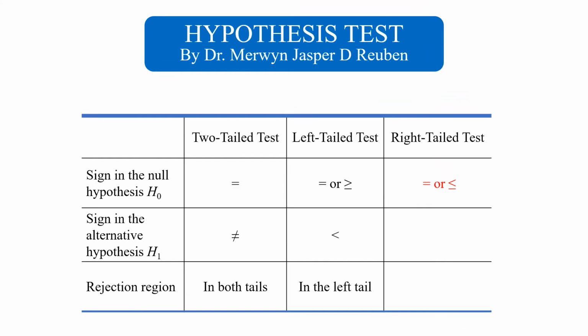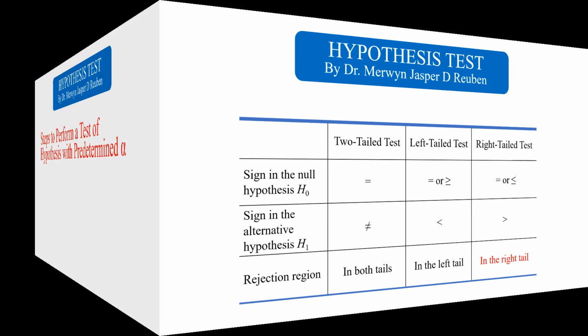For a right-tail test, the sign in the null hypothesis will be equal to or less than or equal to. The sign in the alternative hypothesis will be greater than. The rejection region will be in the right tail. So this table helps us understand, by the sign in the null hypothesis or the alternative hypothesis or the rejection regions, whether the test is a two-tail test, left-tail test or a right-tail test.